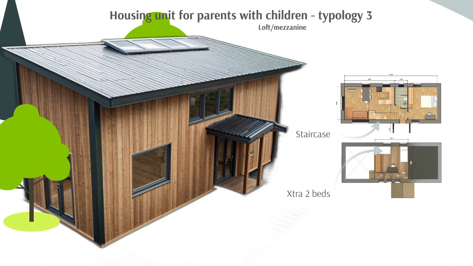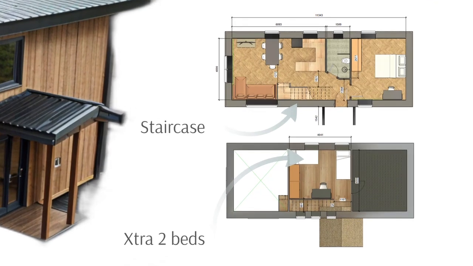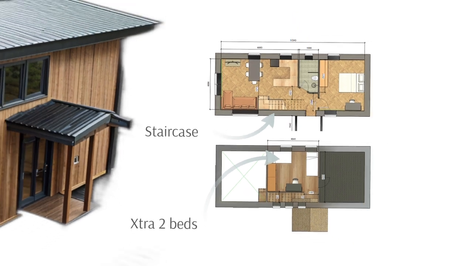Another way to build an extra room is to make the house slightly higher. Then you can make a loft or a mezzanine with the same footprint as if you were building the extra room. We have a staircase here, and as you see, two beds and a desk on top.